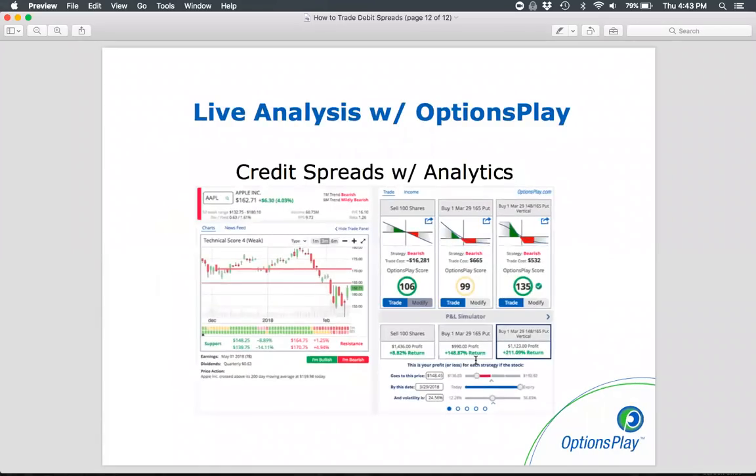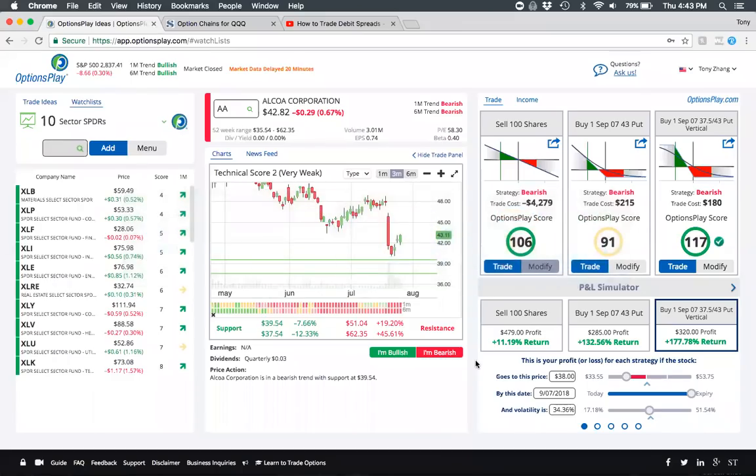So now let's actually start taking a look at some real life examples using Options Play so that you can utilize our platform to find strategies to start trading and maybe start taking advantage of some big moves that may be starting to happen in the markets. So here I have an example of Alcoa.